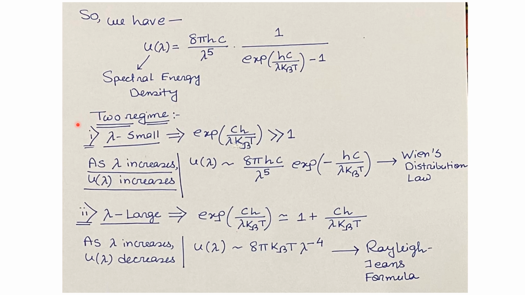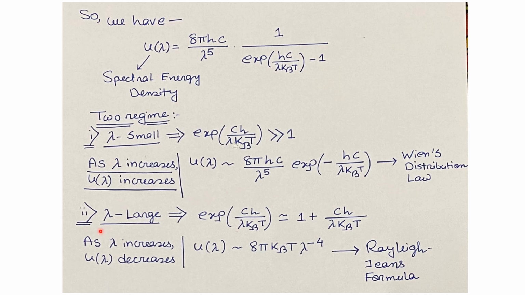Now we'll consider two regimes of the wavelength lambda. For a small wavelength of the blackbody radiation, the exponential term here will be very much greater than 1. So the spectral energy density can be approximated as 8 pi hc by lambda to the power 5 times exponential of minus hc by lambda kBT. This is known as Wien's distribution law.